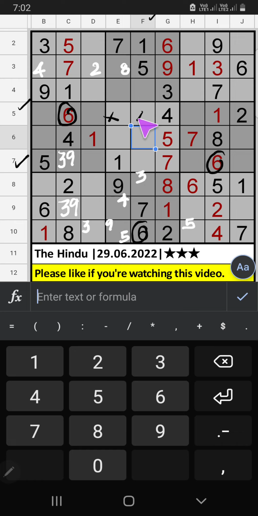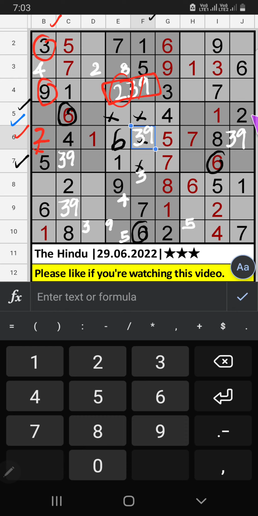So 6 can't come in these cells. Then 6 is confirmed here. 6th row, 3 numbers are remaining, 2, 3, 9. Column B, we have 3 and 9. So 3 and 9 can't come in this cell. It will come in one of the 2 cells. We will confirm later. Then only one number is remaining, 2. 2 is confirmed here.